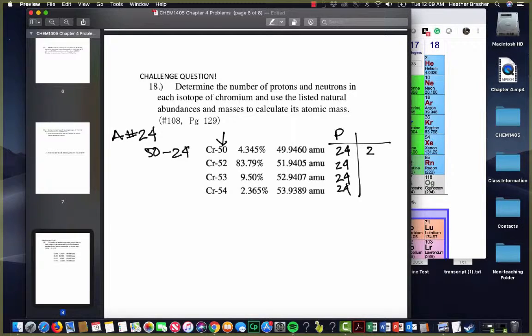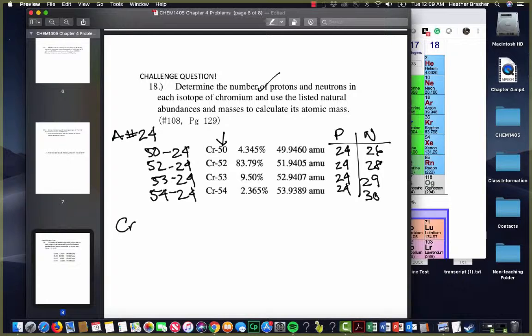So here we get 26. Here we get 28. Here we get 29. And here we get 30. That wasn't too bad. This kind of puts into play what we've done earlier in this section, right? And now what we're going to do is determine the number of protons and neutrons. We've done that. Use the listed natural abundance and masses to calculate its atomic mass. So this is pretty easy, right?